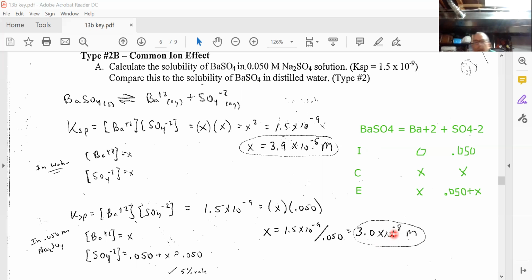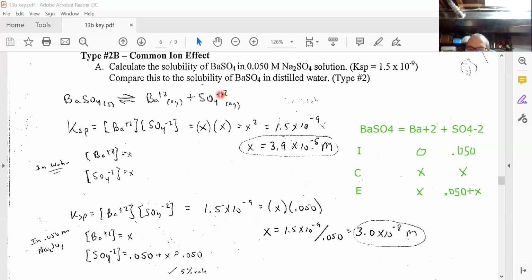So notice my solubility of barium sulfate is in a 1-to-1 ratio with the barium. Okay, so this would not only be the concentration of the barium, it would also be the solubility of the barium sulfate. So this would be your answer right here. Notice it is, what, 10 to the negative 5th, 10 to the negative 8th, 3 orders of magnitude difference, almost 1,000 times less soluble when the SO4 is right there in that system.